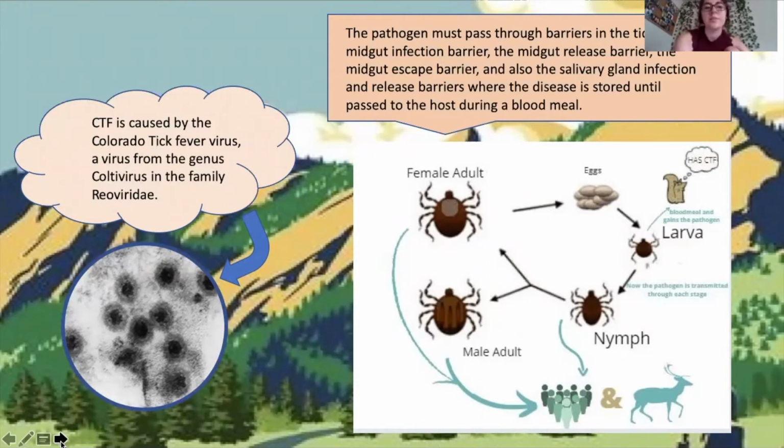The vector acquires the pathogen through blood meals of infected reservoir hosts, more commonly when larvae feast on small infected mammals, such as the squirrel shown in the infographic. The pathogen is multiplying inside the vectors, but the ticks don't actually get sick or feel the symptoms of the disease, and this makes all stages available to pass on the disease to further hosts.